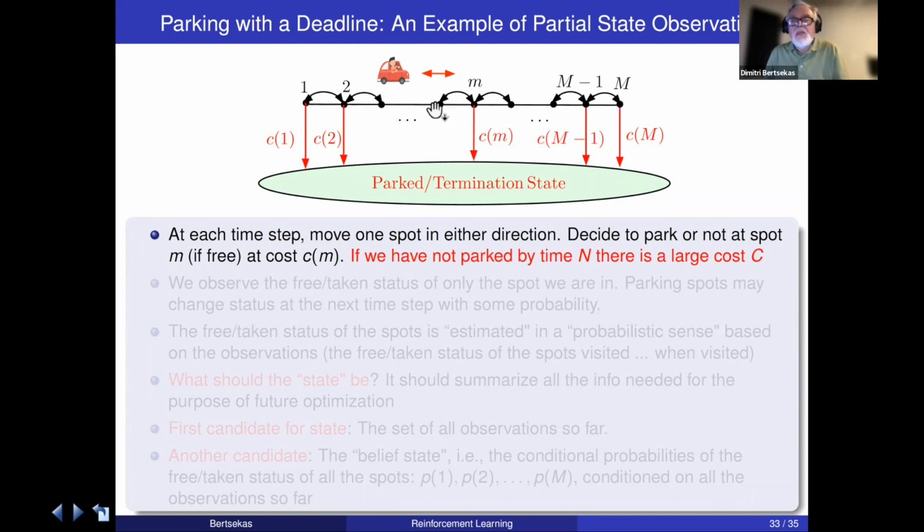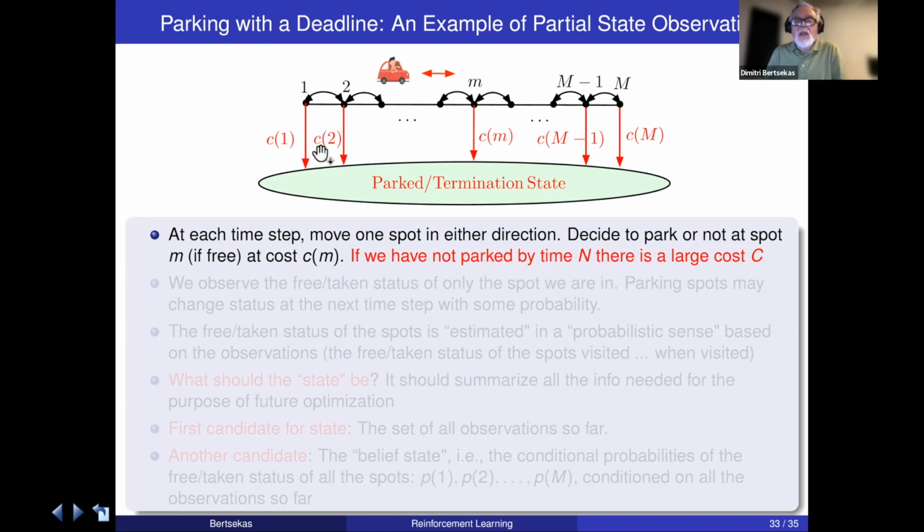And in this simple version of the problem, we assume that the parking spaces are arranged in a line. And the car can go in other directions. If it is at this location, it can go either to the left, it can go to the right. And it observes the state of the parking space, whether it's taken or is it free, once it gets there. So at this point, it knows what the state of this parking space is. And if it is free, it can park there, or it can continue looking for a better space.